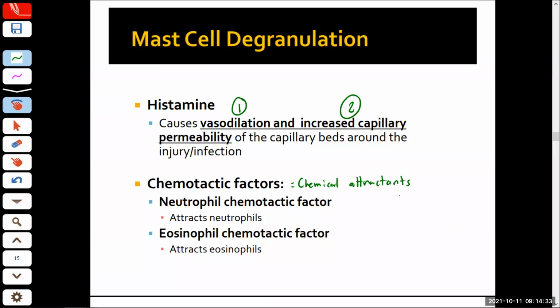The two main cells that we want to attract: neutrophil chemotaxic factor and eosinophil chemotaxic factor. Those are the two main cells you want to attract. So neutrophil chemotaxic factor attracts neutrophils. Don't overthink it. So why neutrophils and not macrophages? Neutrophils are small, they can do everything, easy to transport, easy to make. Macrophages, that's kind of like the National Guard. Takes a little while before they can mobilize.